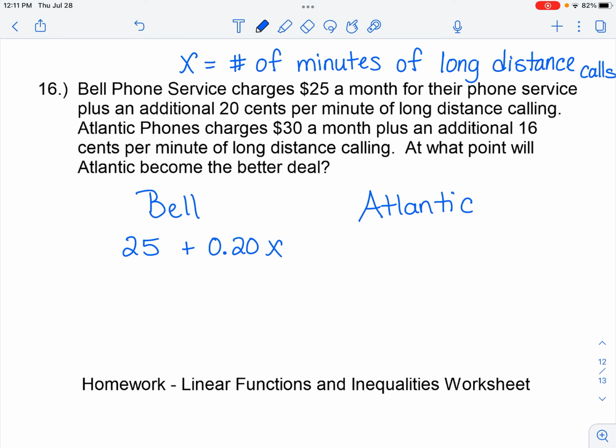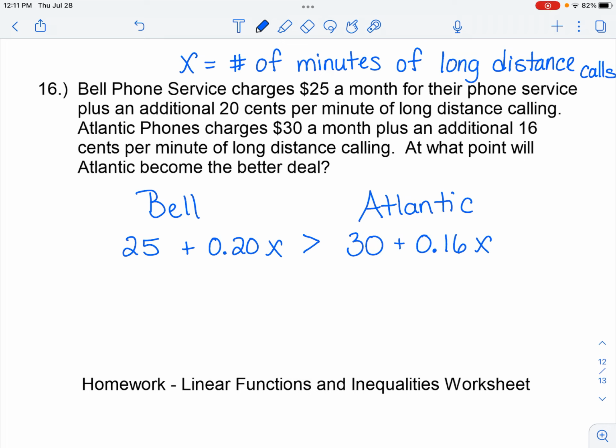Now, I want Atlantic to become the better deal, so I want Atlantic to be the smaller side. Atlantic is going to charge $30 a month, which is more to start out with, but they're going to charge only 16 cents per minute, okay? So they're going to charge you more every month, but less for that additional long-distance calling. Now I want to solve this. But remember, I wanted Atlantic to be the smaller side, which is why Bell is going to be bigger than Atlantic at some point. The question is when.